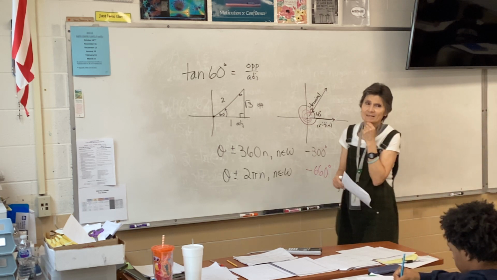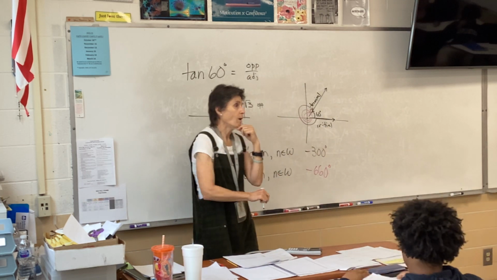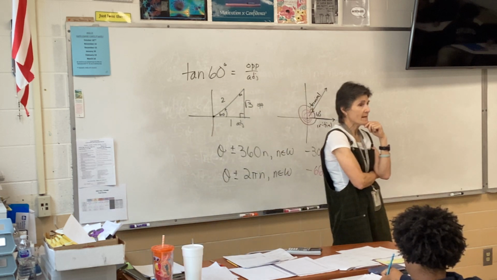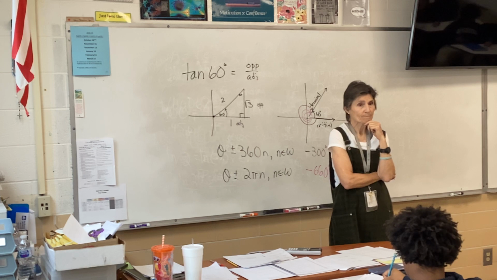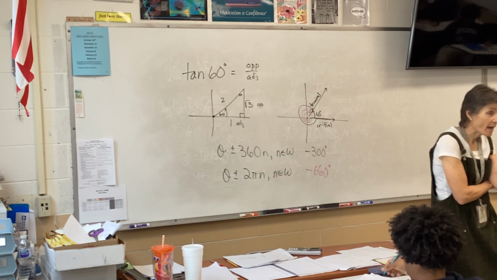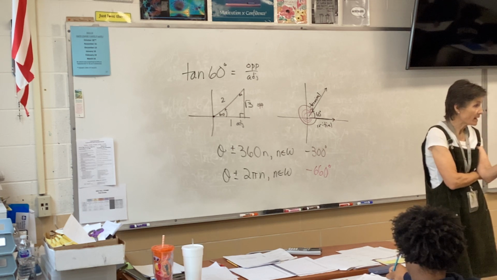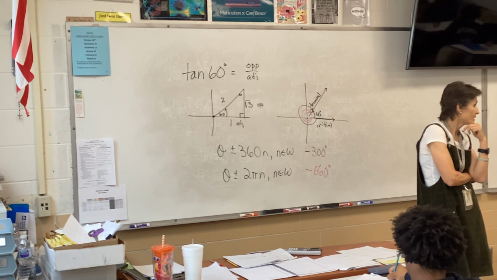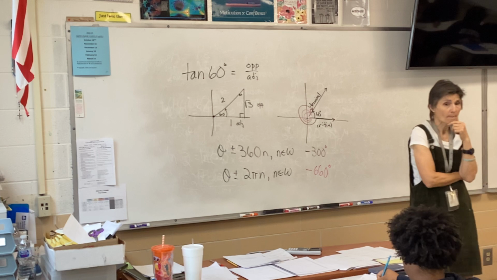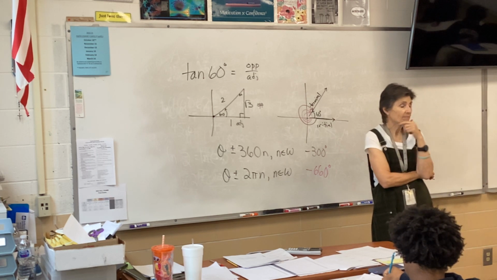How about if we start with negative 150 as our starting angle? What would be a positive coterminal angle for negative 150? 210. How do we find coterminal angles? We add or subtract revolutions. So take your negative 150 and add 360. What's a negative coterminal angle for negative 150? Negative 510.